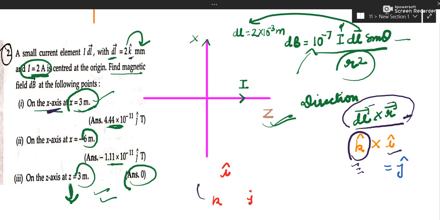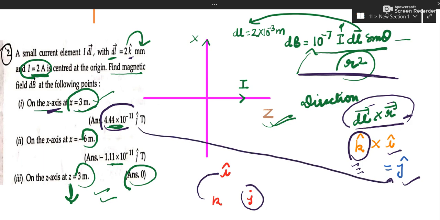Now what is K cross I? It's this J. So for first answer, magnitude can be found by this formula, right? And J, that is direction, has been told by this thing. So this is how we can report. Otherwise you can solve in the cross product as well.